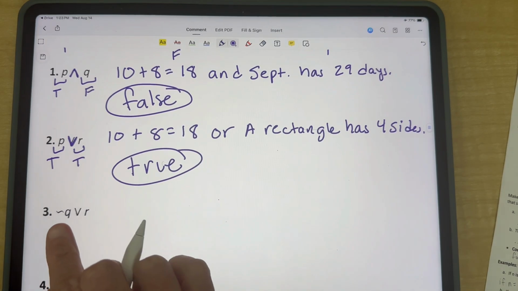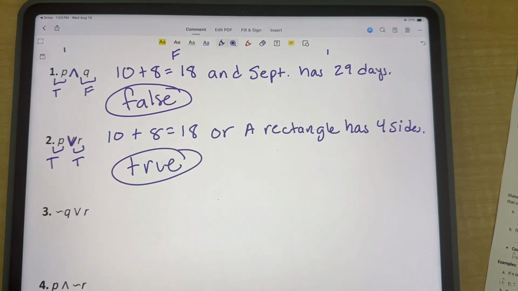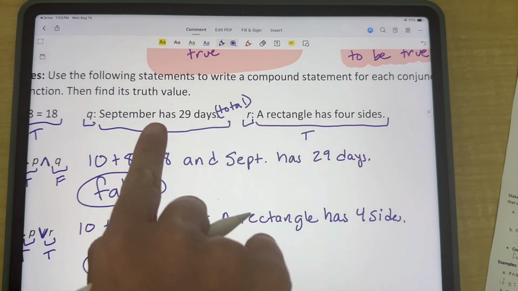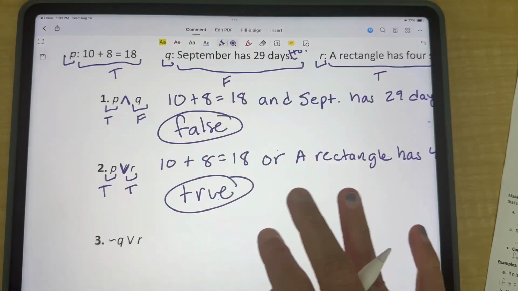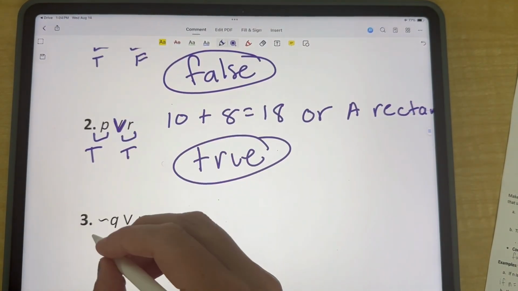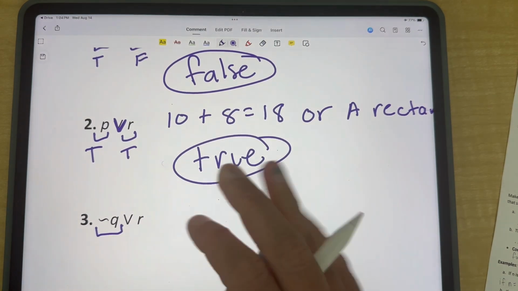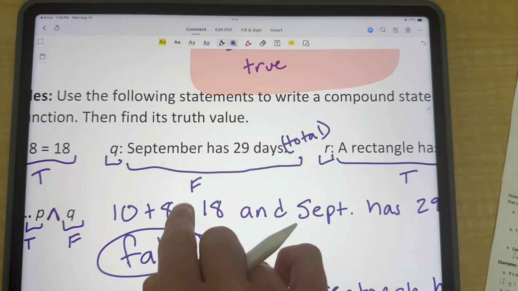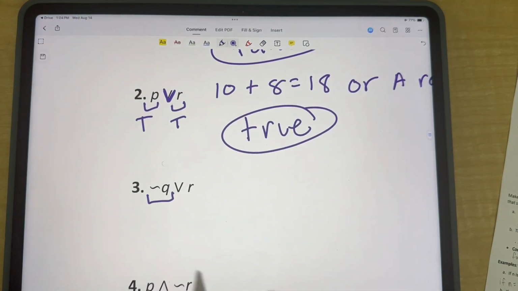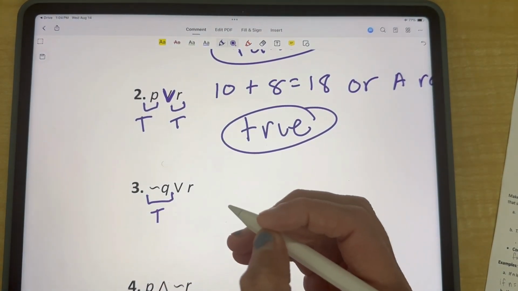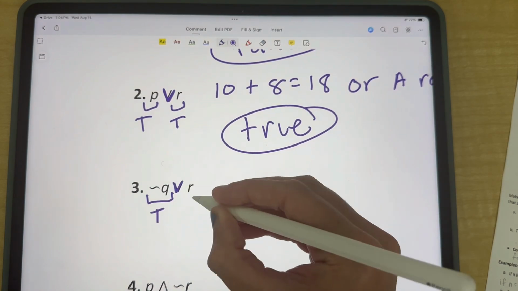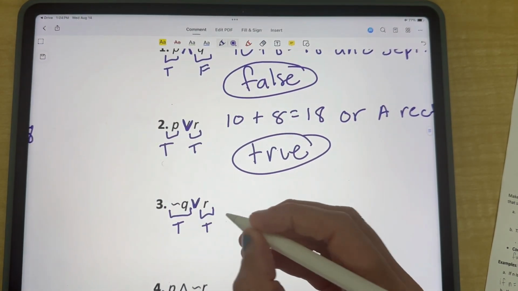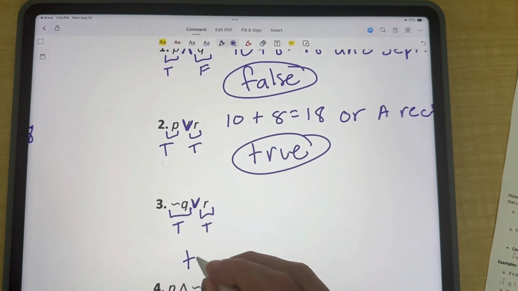All right, so here we come to this little negation right here. It says not Q. Let's go back to Q. What was Q? September has 29 days total. So this means not Q. The original Q was false, so the negated would be true. Then we have an OR statement with R, and we already know R was true. So right away, you know the whole thing's going to be true.